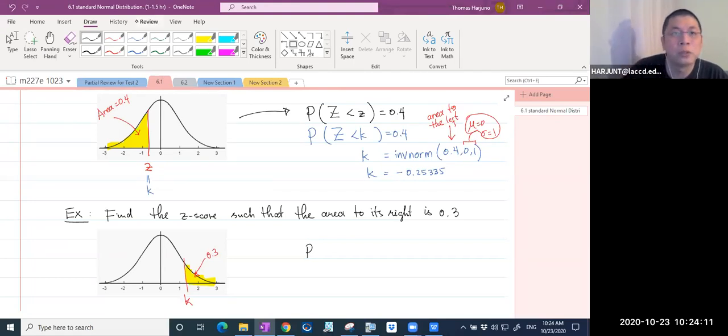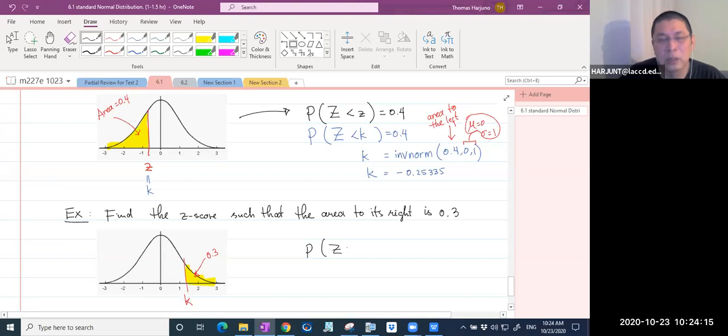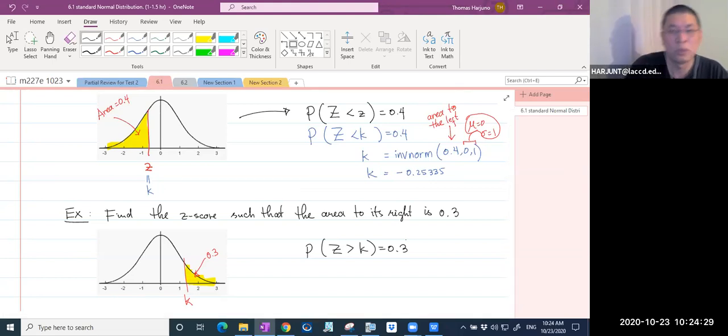So what's the notation? The probability that Z is to the right of that k is 0.3. But remember, we can only use the calculator once the area is to the left, not to the right. So if the area to the right is 0.3, what is the area to the left of that k?